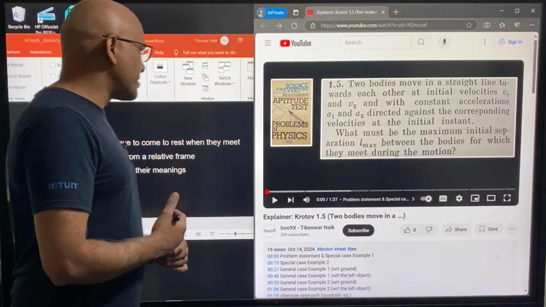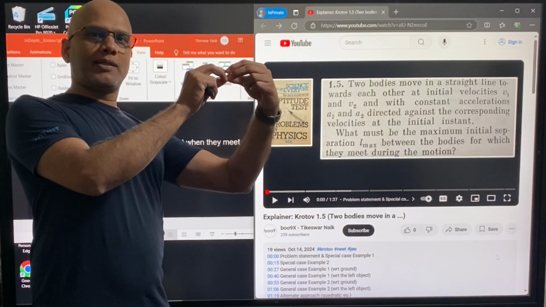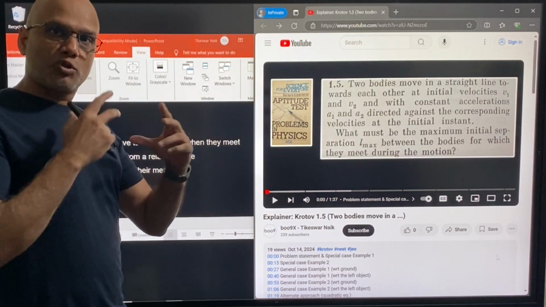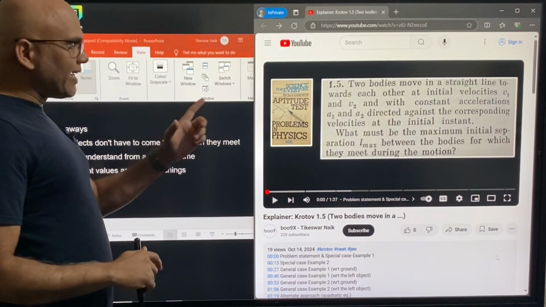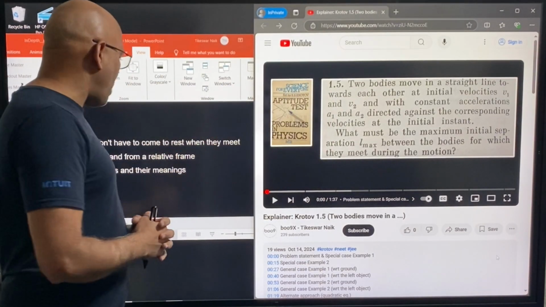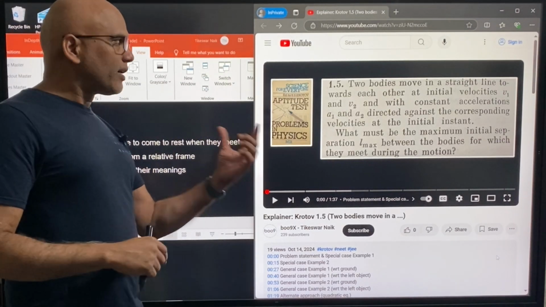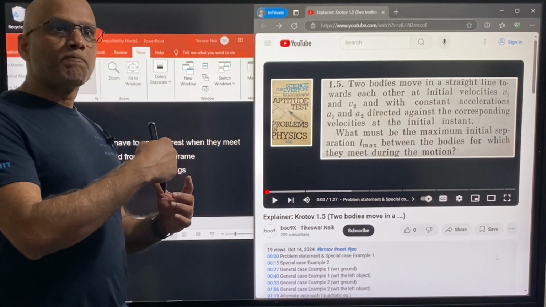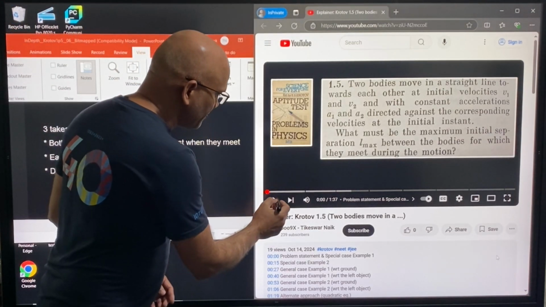So let's discuss that. Remember, in the very first solution, I assumed that they come to rest when they meet, but that was a trap. So I'll show an animation showing that they don't actually have to come to rest when they meet. That's the first thing. And the second thing is, we will see that from a relative frame of reference, it is easier to visualize this problem. And the third is the discriminant value in the quadratic equation. We will try to see the different meanings of that, like when it is less than 0, equal to 0, and greater than 0. So let me start the animation.